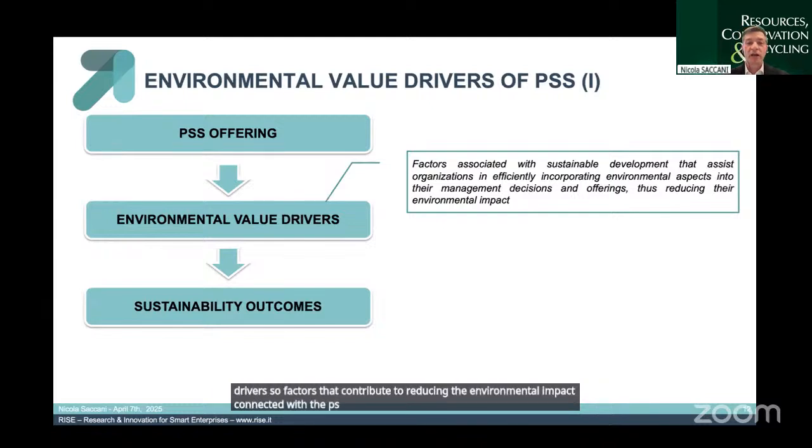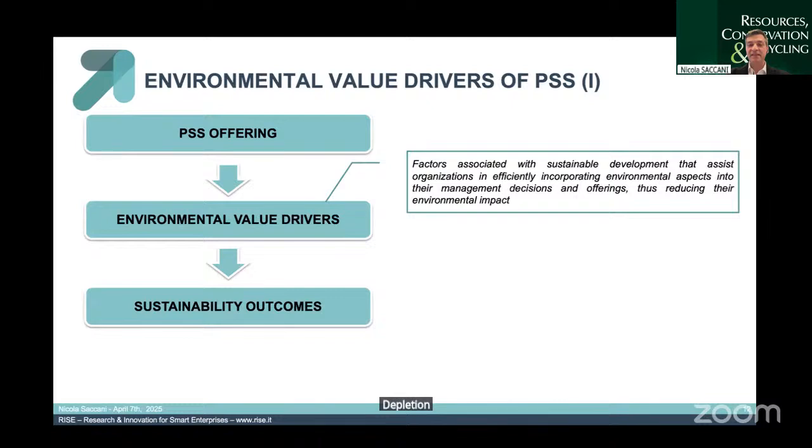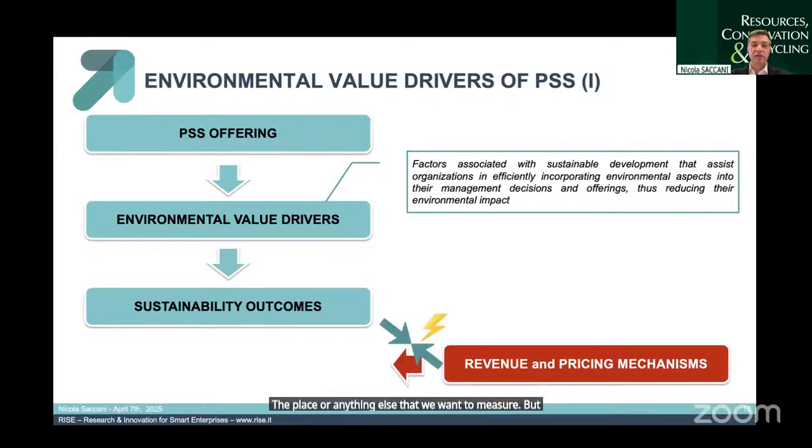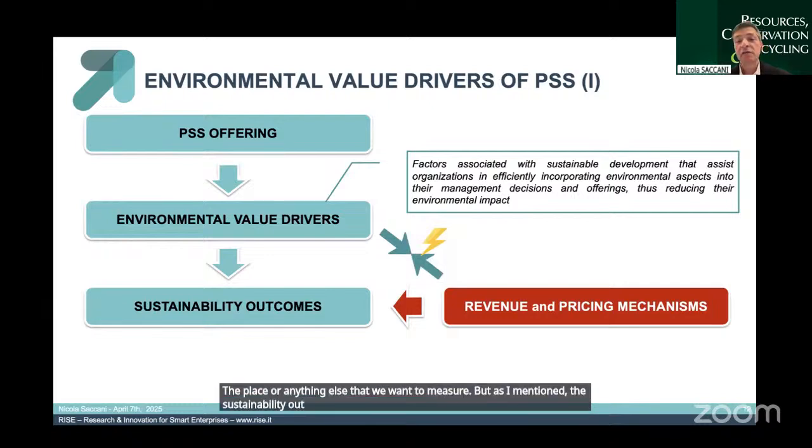We call them drivers because they are the reason for the sustainability outcomes, so the emissions or the abiotic depletion, anything else that we want to measure. But as I mentioned, the sustainability outcomes are also influenced by the revenue and pricing mechanism that we adopt in order to sell this PSS. And the two, environmental value drivers and revenue and pricing mechanism, can conflict.